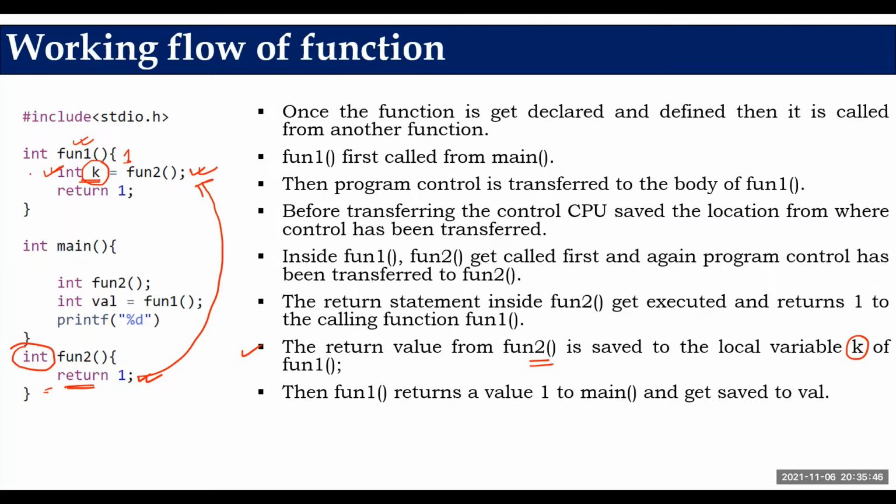So now this line is executed. As of this line, k has a value 1. So now the return statement written in fun1 gets executed. So we need to now check fun1 was called by which function? Fun1 was called by main.